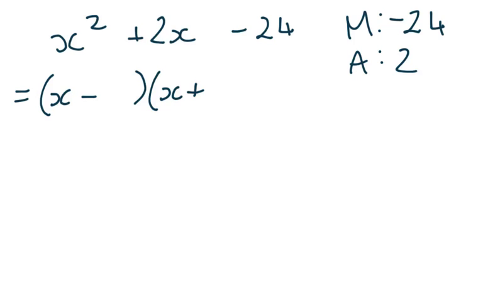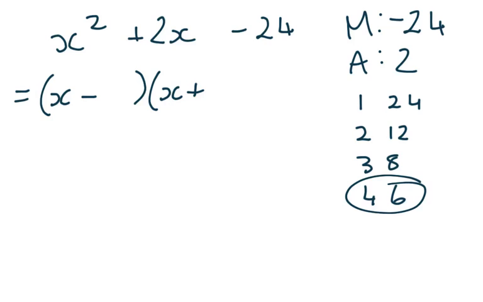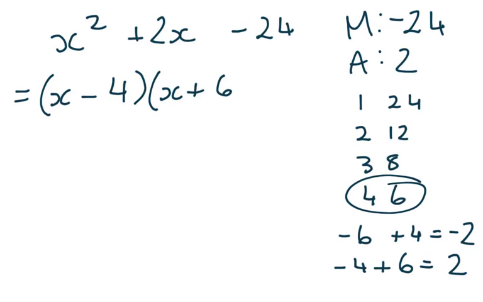Okay, so we work out the factors of 24 again. We've got 1 and 24, 2 and 12, 3 and 8, and 4 and 6. Now 4 and 6 have a difference of 2, but we need to work out which one will be negative and which one will be positive. If the 6 is negative and we add the 4, we're going to get negative 2 in the middle. So it must be negative 4 plus 6 equals positive 2. So we put the 4 in the take bracket and the 6 in the add bracket. And that's all we do for factorising monic trinomials.